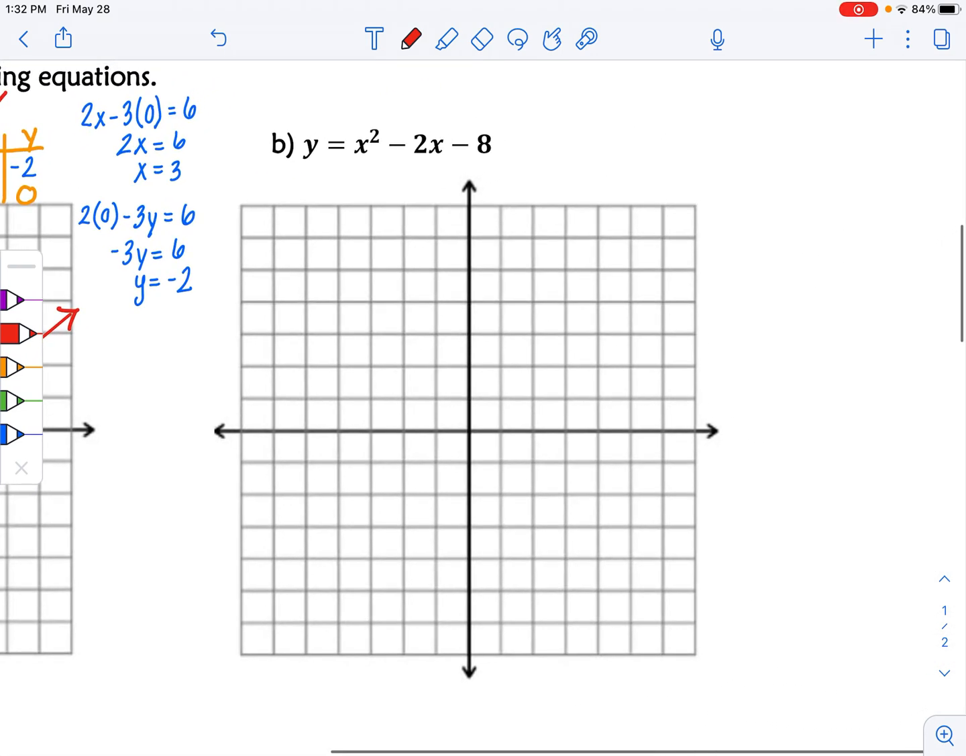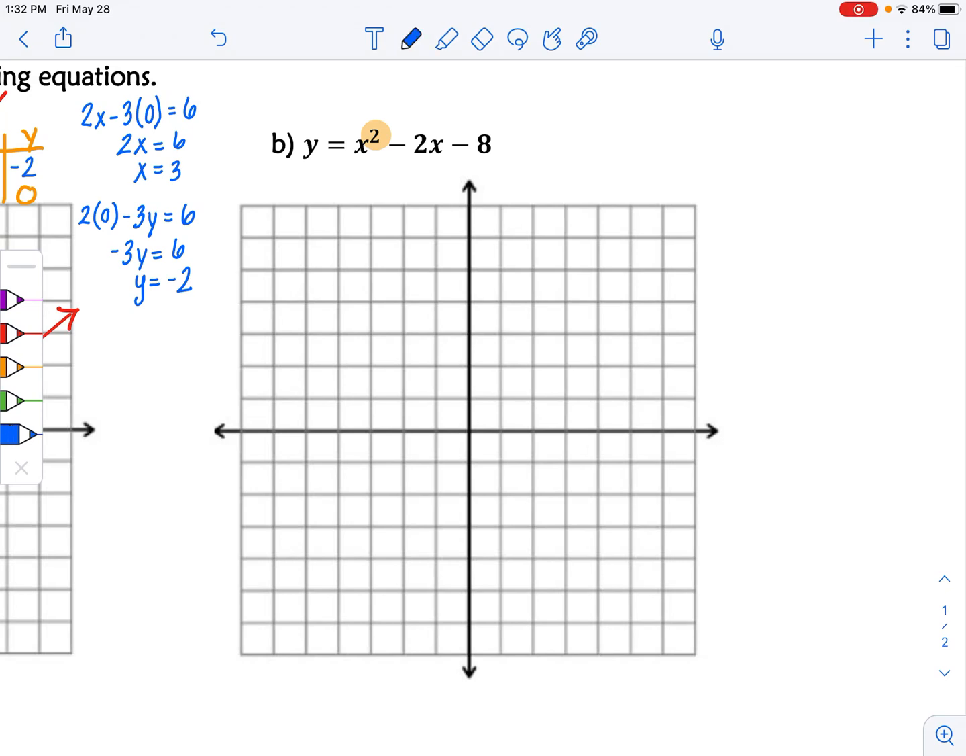Part B is a parabola. I know it's a parabola because of the square right here. Many ways to do this one. You can find the vertex and graph from there. You can find the y-intercepts, x-intercepts. As long as you get enough points to see the graph, that's what I care about.